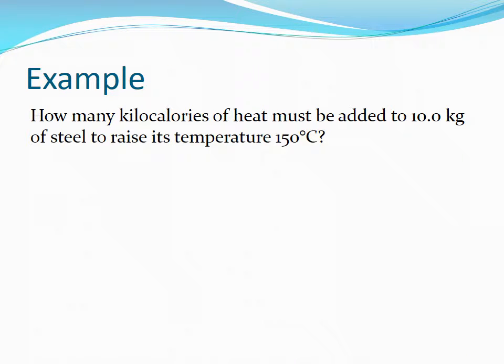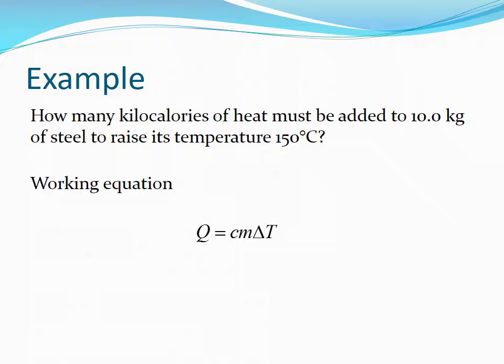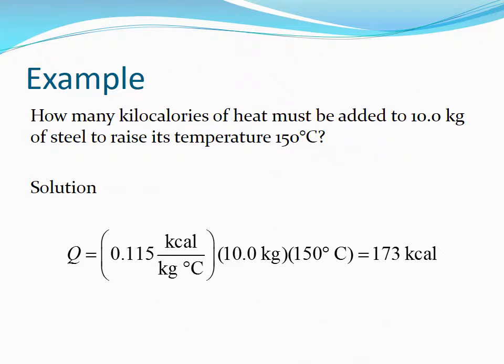How many kilocalories of heat must be added to 10 kilograms of steel to raise its temperature 150 degrees Celsius? The data for the problem: we need the specific heat of steel, which can be found in Appendix C of your book. The specific heat capacity of steel is 0.115 kilocalories per kilogram degree Celsius. The mass is 10 kilograms, and our change in temperature is 150 degrees Celsius. The working equation is our specific heat formula. Our solution is 173 kilocalories.